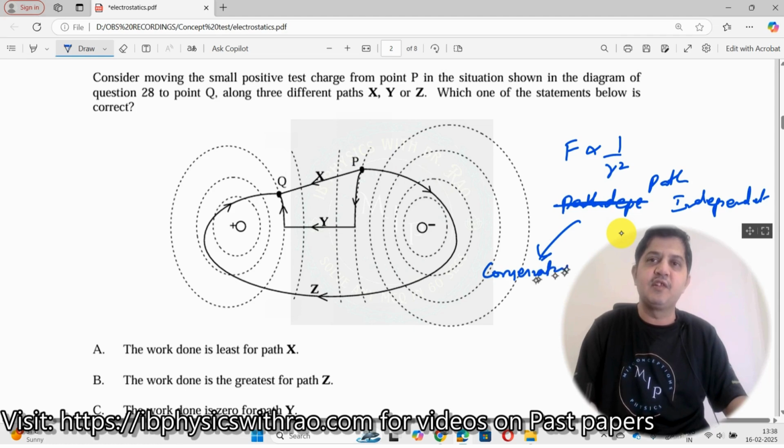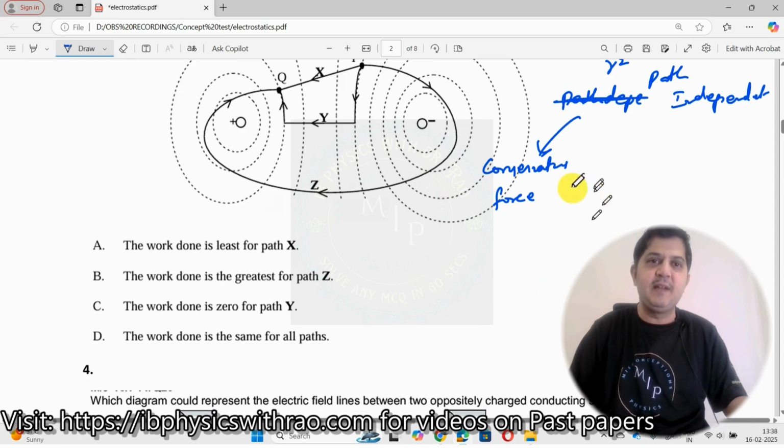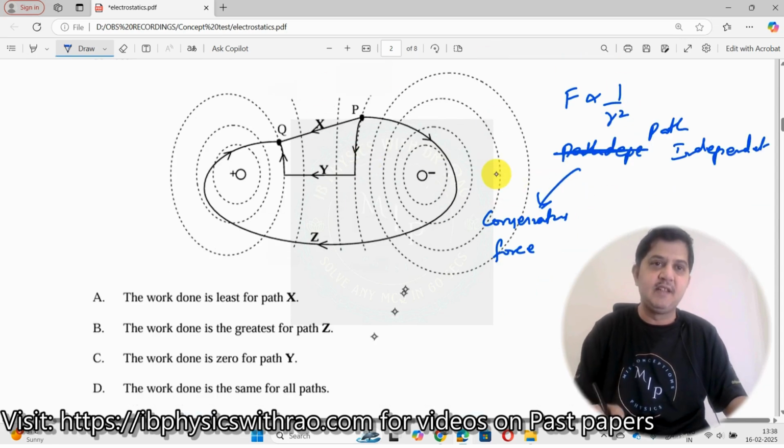Such forces are also called conservative forces, because the work only depends upon the distance or displacement that you have traveled. So as a result, it is not least for any of the paths or maximum for any of the paths. It should be the same for all three paths. So the right answer here would be work done is the same for all the three paths. D is the right answer.